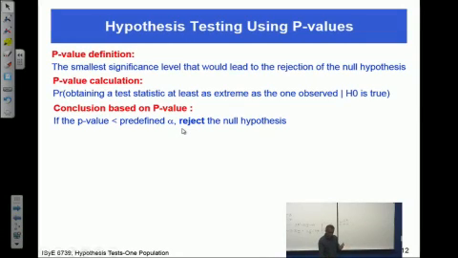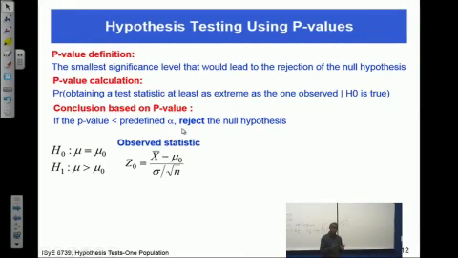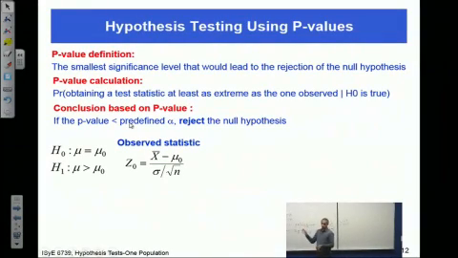But what does it mean exactly? And why is saying p-value less than alpha the same as saying this criterion or confidence interval? Why is this the case? So let me first show you what it means when we say probability of obtaining a test statistic at least as extreme as the one observed.